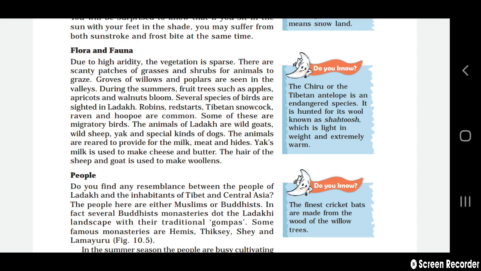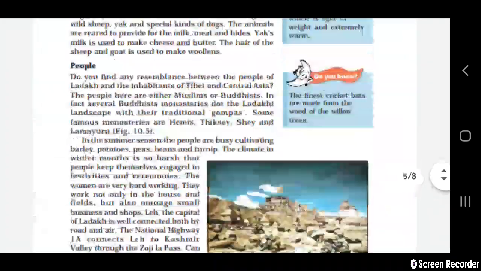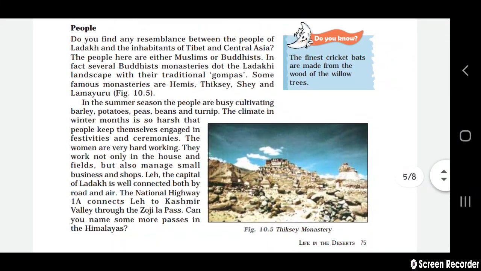And the animals of Ladakh are the wild goats, wild sheep, yak, and some special kind of dogs are also seen in Ladakh. And the animals are reared to get milk, meat, and hides from them. And yak's milk is used to make cheese and butter. The yak is a species of cow only. And the hair of the sheep and the goat is used to make woolens, as it is very cold there.